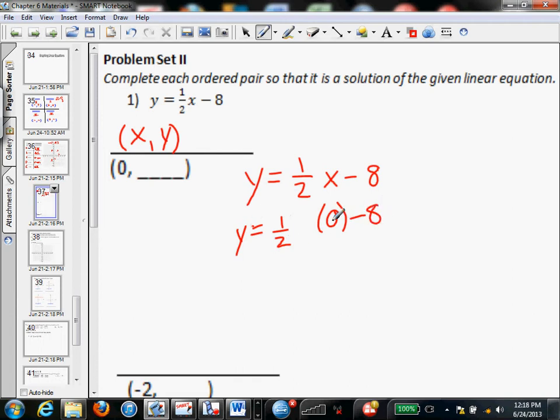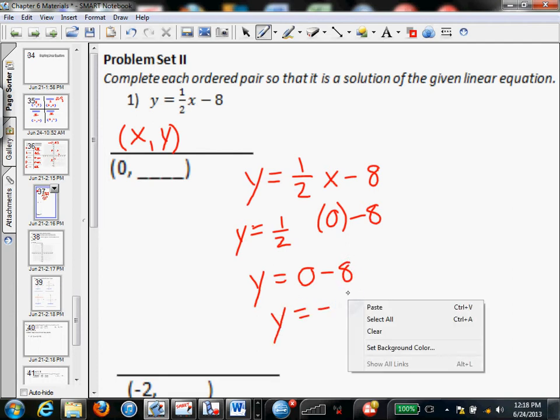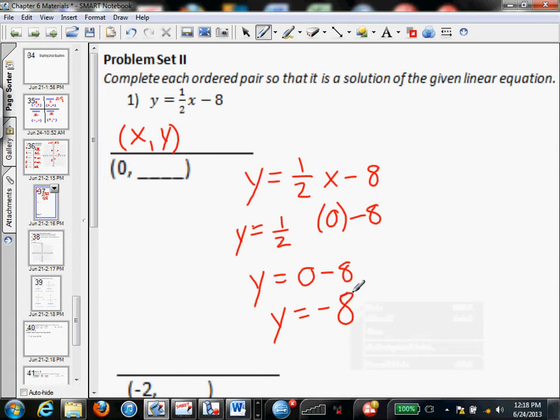Okay, if we have y equals 1/2 times 0 minus 8, what happens to 1/2 times 0? That goes to 0. So we're just left with y equals 0 minus 8, or y equals negative 8, excuse me. So what do we put right here? We put the negative 8.